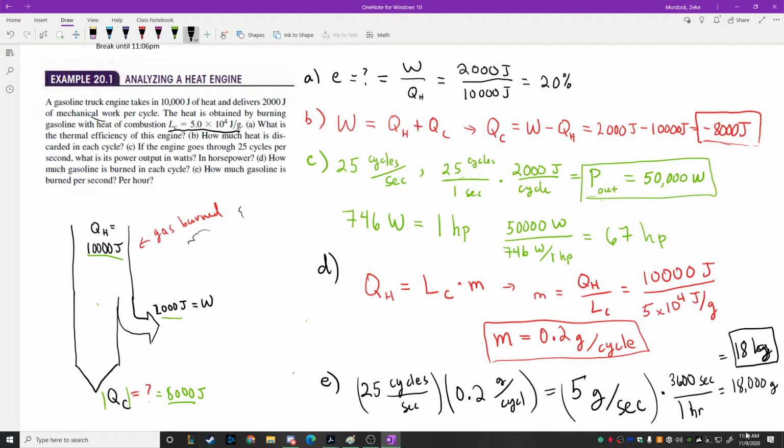Oh, this would be kilograms. This would be grams per hour. And this would be kilograms per hour, technically. But yeah. Anyway, pretty easy. Anyone have any questions?